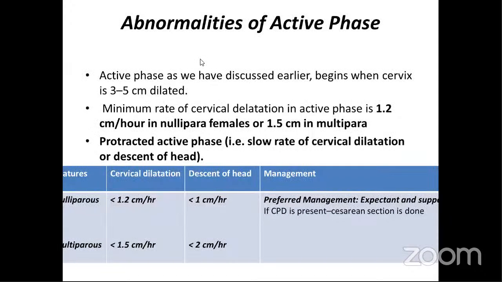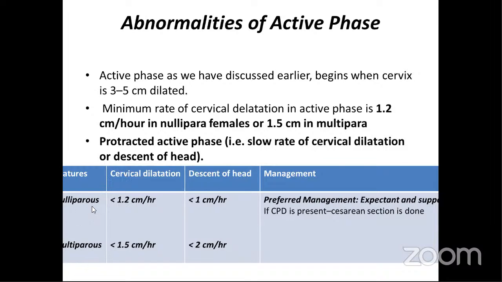Next, what are the abnormalities of the active phase? The active phase, as we discussed earlier, begins when the cervix is about 3 to 5 centimeters dilated, up till full dilatation of about 10 centimeters. The minimum rate of cervical dilatation in the active phase is 1.2 centimeters per hour in nullipara and 1.5 centimeters in multipara. A protracted active phase is a very slow rate of cervical dilatation, or a slow descent of the fetal head.